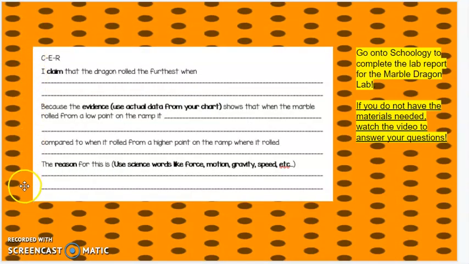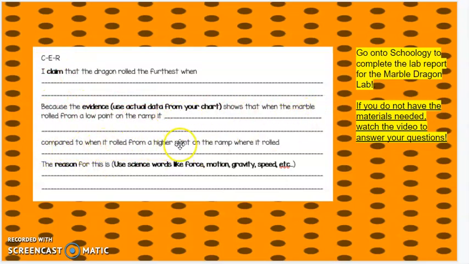And then this is part of day 2. Okay, this is your CER, which is your conclusion. So C is for claim. I claim that the dragon rolled the furthest when, and then finish out your sentence. Because the evidence, this is your E, shows that when the marble rolled from a low point on the ramp, and then tell me what happened in your lab.